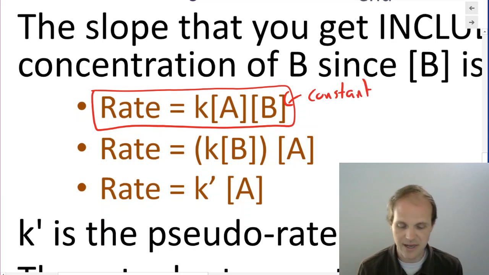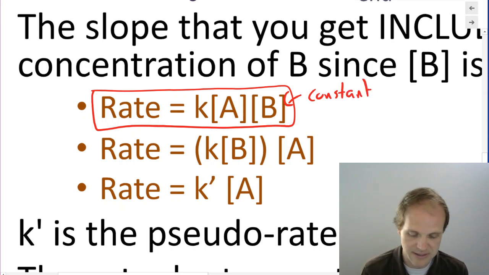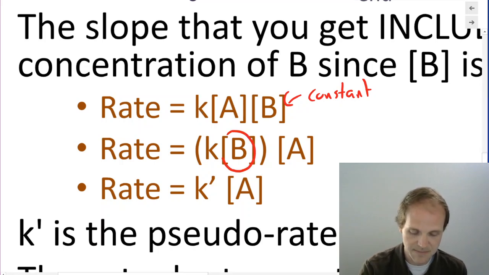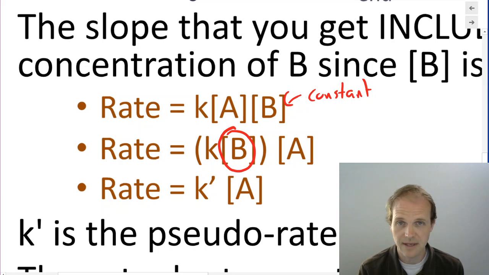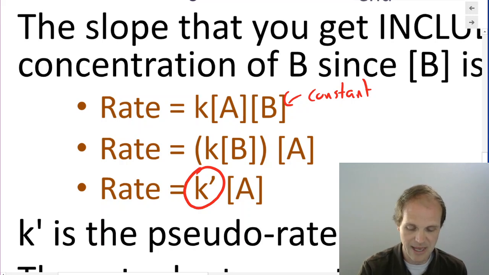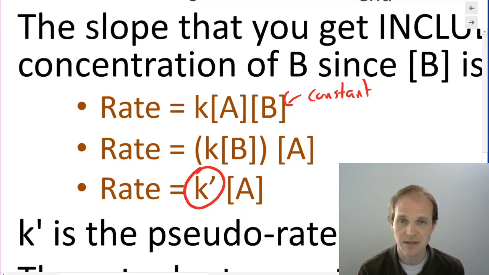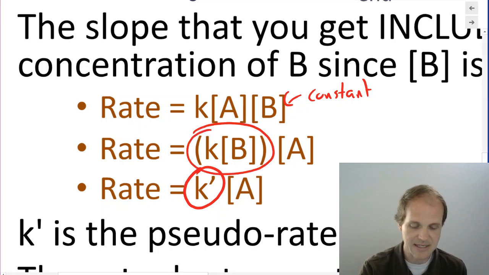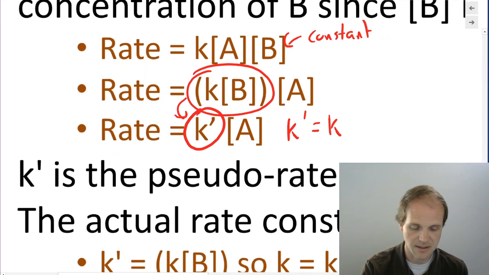So what we're going to do is rearrange this just by putting the B next to the K and putting a parentheses around it. So this second one looks exactly the same. It's just K times B times the concentration of A. But if we're treating B as a constant, then K times B is also a constant. And what we're going to use there is the notation K prime. K prime is our pseudo-rate constant. It's actually not just K, but it's K times the concentration of B, if you notice how we did that substitution. So K prime equals K times the concentration of B.